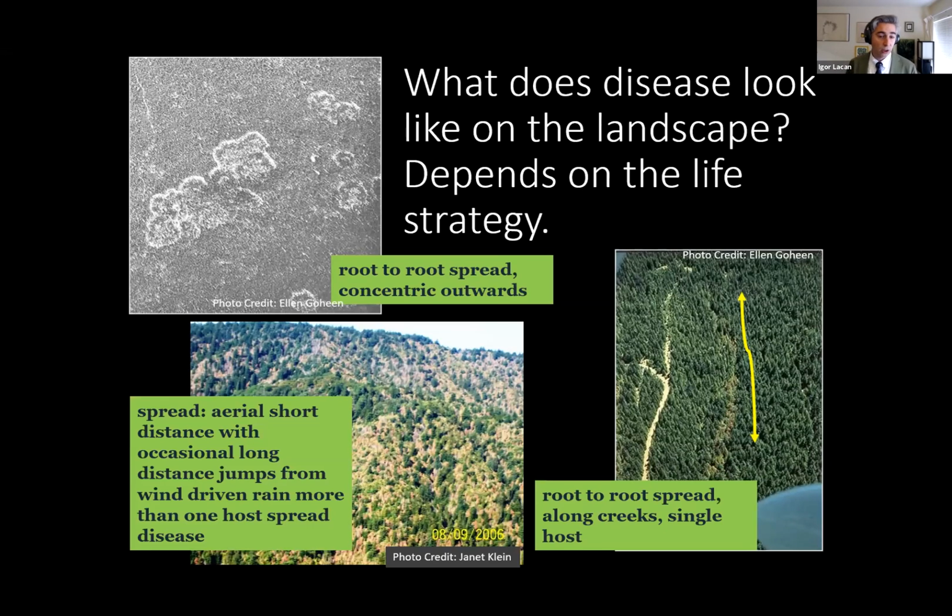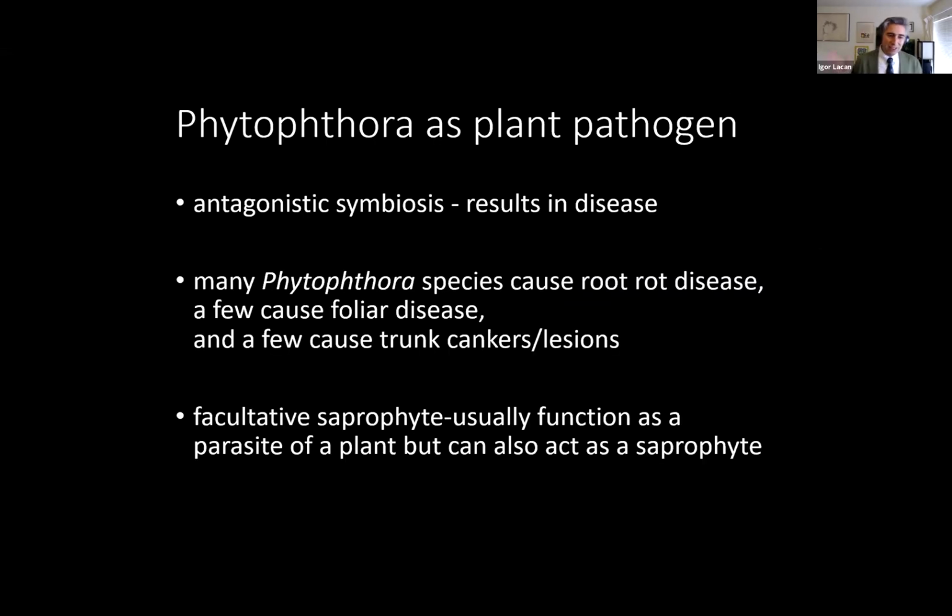What does the disease actually look like in a plant? Well, again, it's not very flashy. It's a typical antagonistic symbiosis, which really means it's a parasite. It comes in and causes disease. And there's really three ways this disease expresses itself.